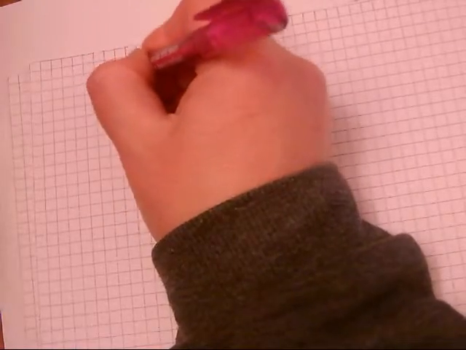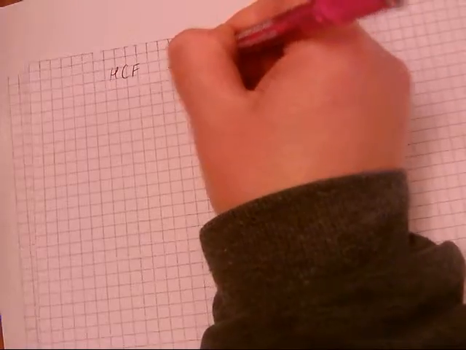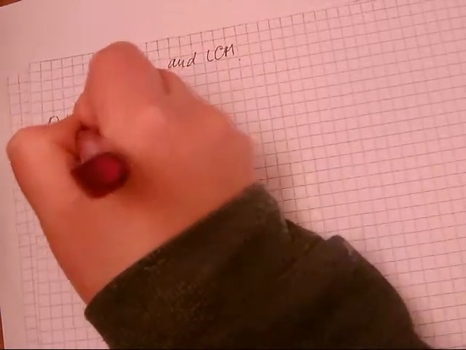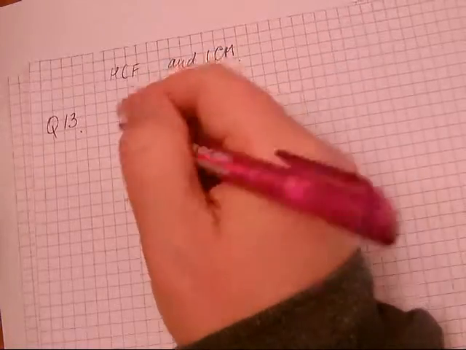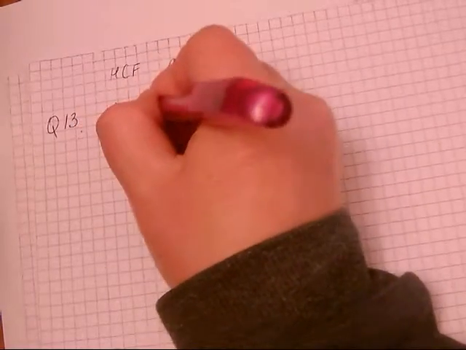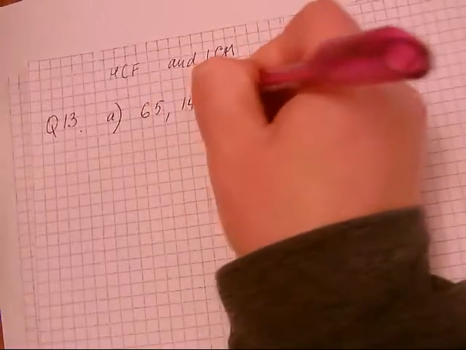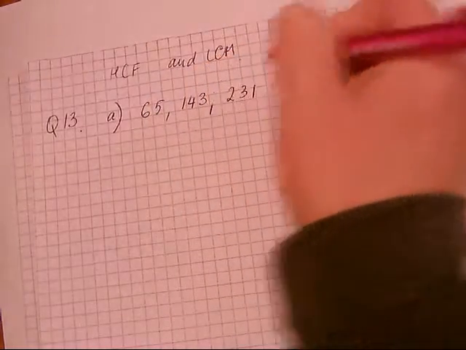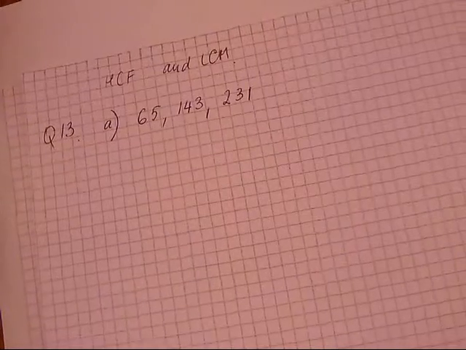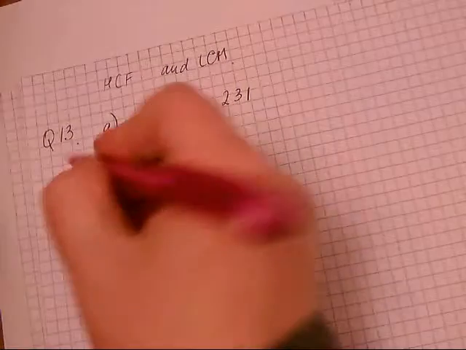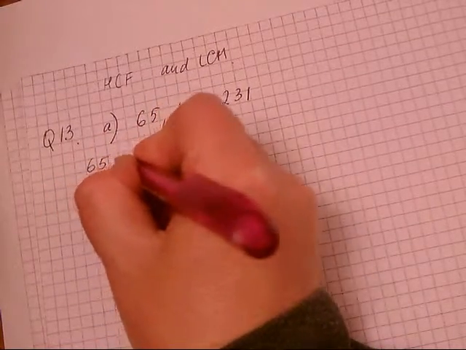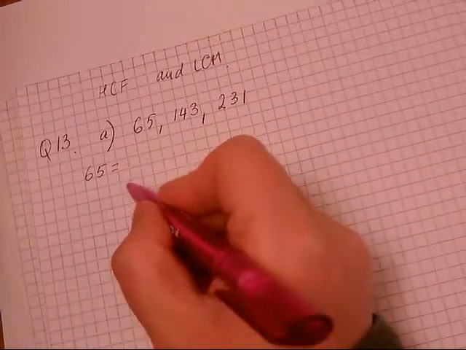Okay, we continue working on highest common factor and LCM with three numbers. We are talking about question 13, where you've been offered three numbers each time: 65, 143 and 231. You need to find the highest common factor and LCM. Again, I'll be applying prime factor decomposition.